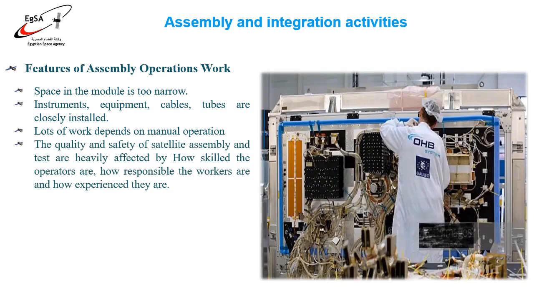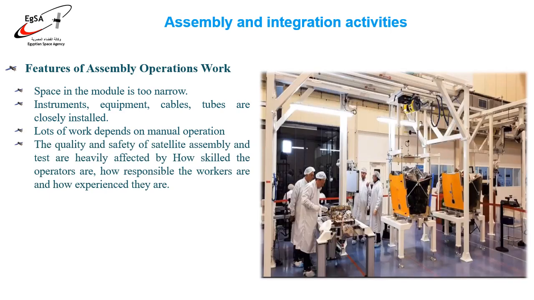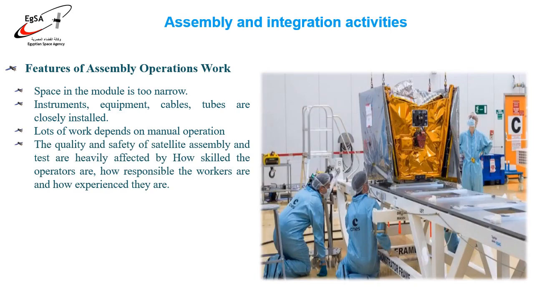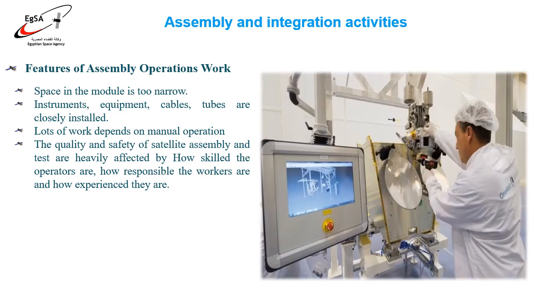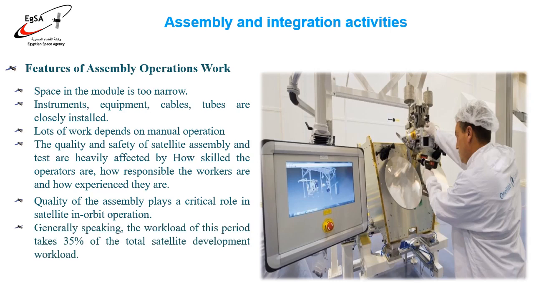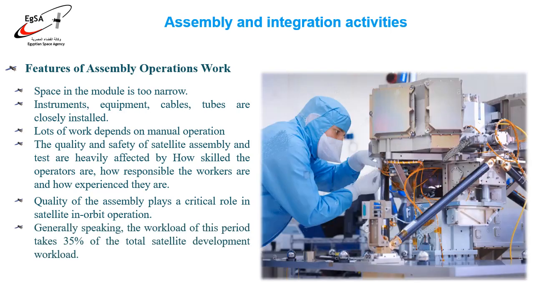The quality and safety of satellite assembly and test are heavily affected by how skilled the operators are, how responsible the workers are, and how experienced they are. The quality of the assembly plays a critical role in satellite in-orbit operation. Generally speaking, the workload of this period takes 35% of the total satellite development workload.